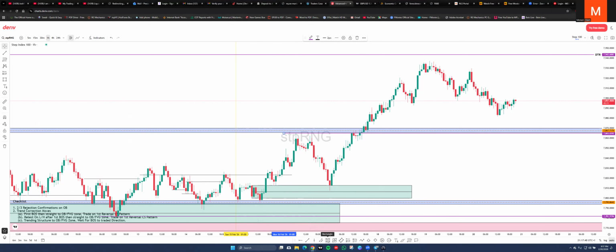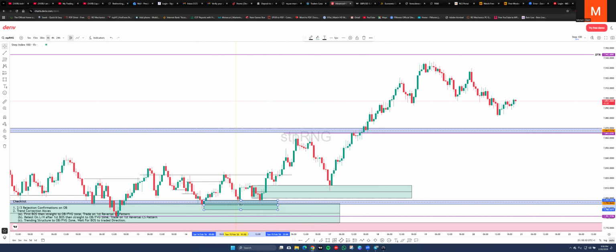Okay, let me put it. So let's see. But like I said, since it didn't trend to that point, it is still valid for 1 hour, right? It is still valid. This would have been my entry here. I would have entered there and put my stop below this point.